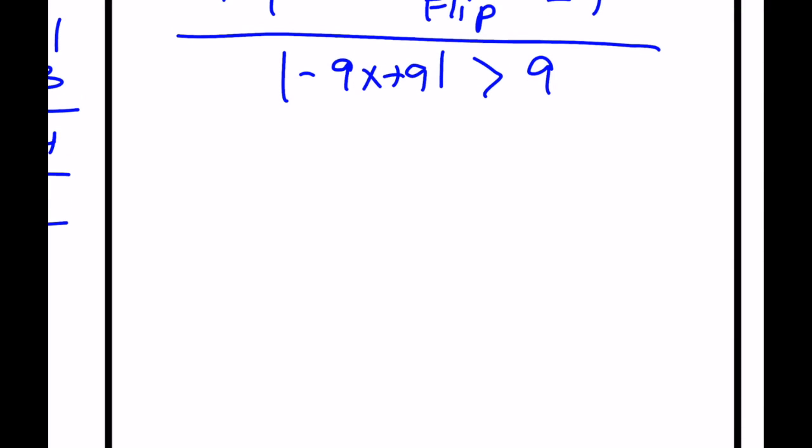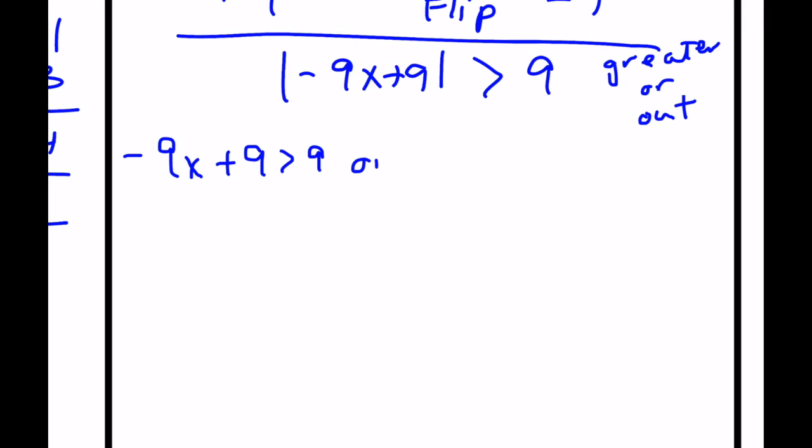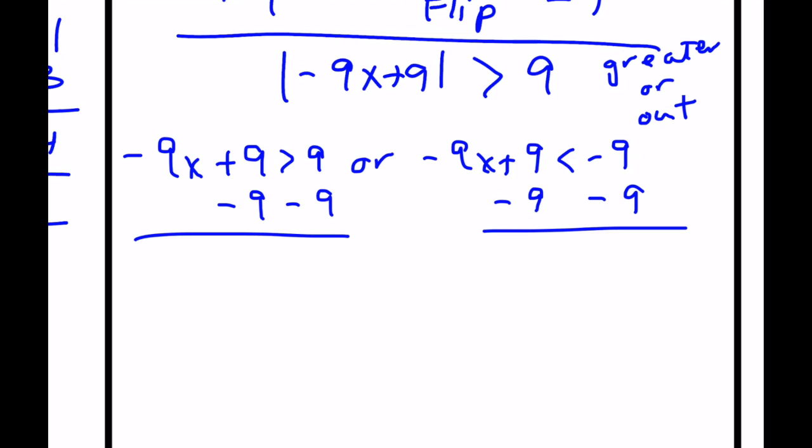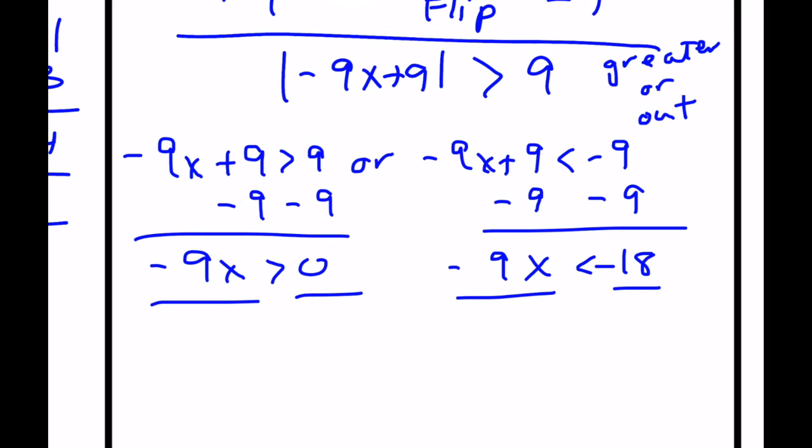We get to split this into 2 inequalities. It's a greater than problem. So it's going to be an OR, and we're going to be shading out. Okay. First inequality we copy down perfectly, getting rid of the bars. Second one, we copy the inside, then we reverse, so it's a less than sign and a negative 9. Subtract 9 from all 4 parts. And we get negative 9x is greater than 0, or negative 9x is less than negative 18.